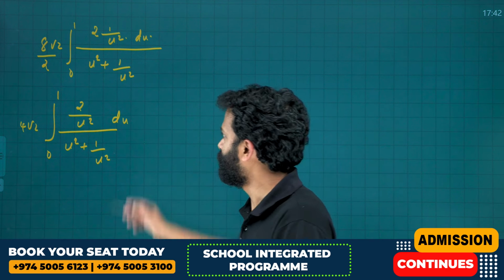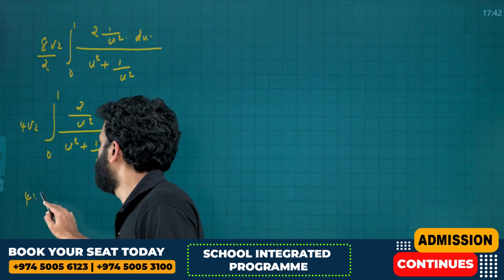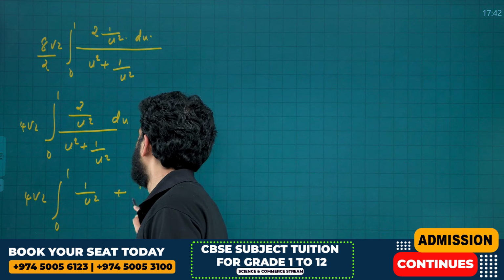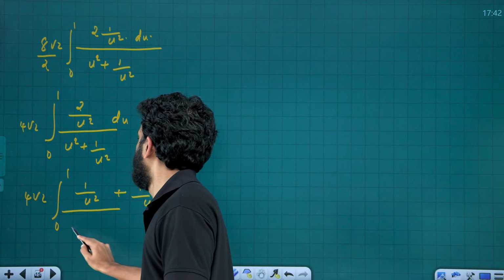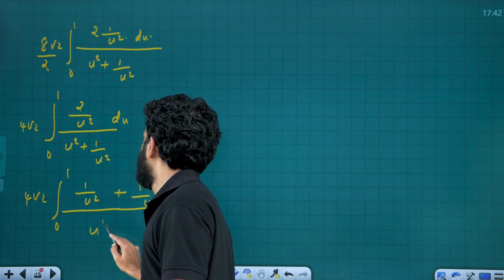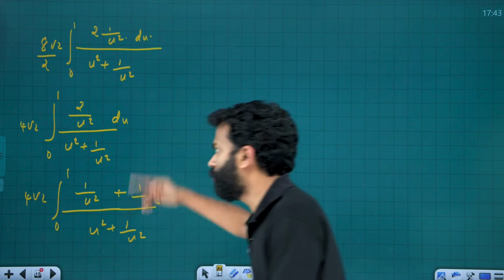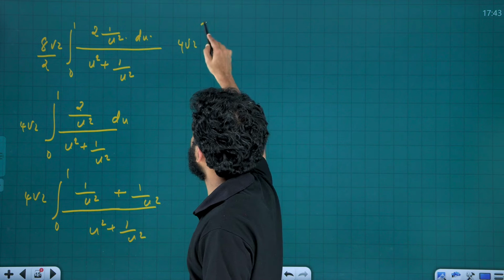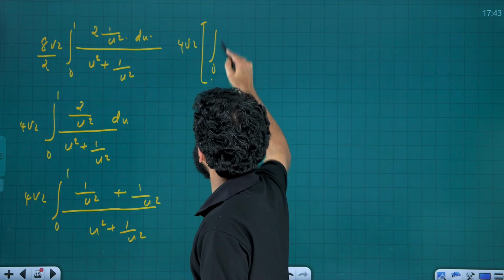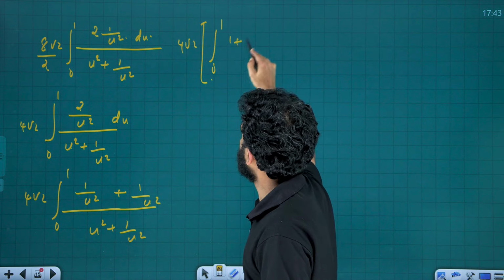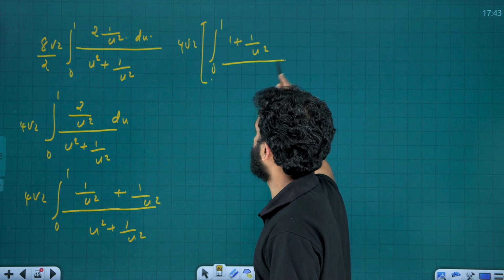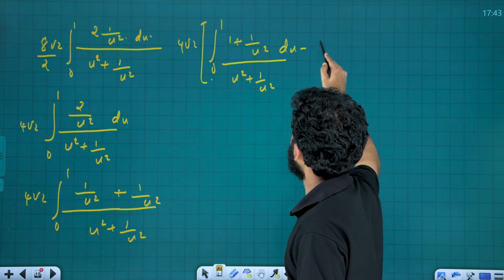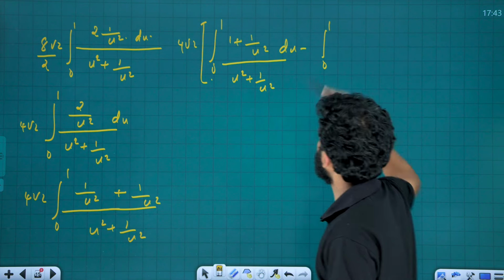It's easy actually. This 2 by u square can be written as 4 root 2 into 0 to 1, 1 by u square plus 1 by u square, divided by u square plus 1 by u square. How will you take it from here? That is 4 root 2 into integral 0 to 1 of 1 plus 1 by u square divided by u square plus 1 by u square into du, minus integral 0 to 1.